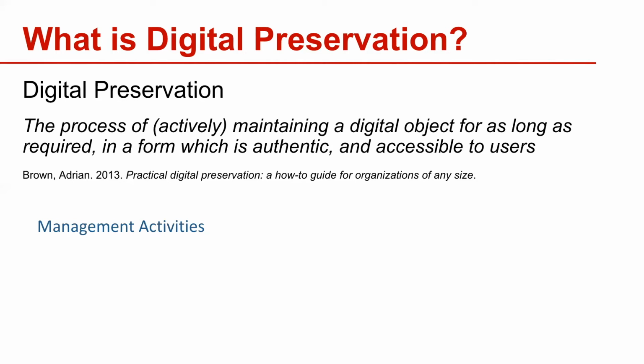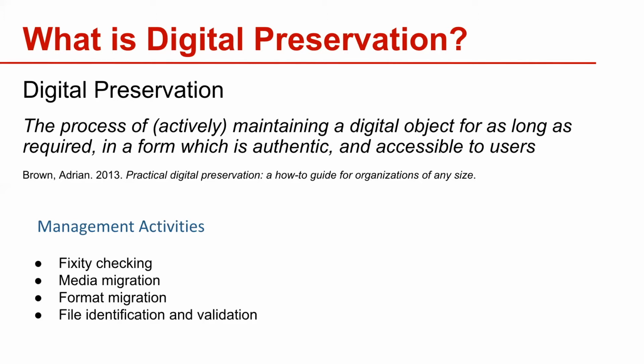Think of digital preservation as a series of management activities that may include things like fixity checking, making sure the files have not changed or become corrupted over time. Media migration or refreshing files, moving files from one media type to another, such as transferring files from a CD to a hard drive or from one hard drive to another. Format migration, changing the file format from a less stable to a more stable or standardized one. And file identification and validation, making sure files are what they say they are.